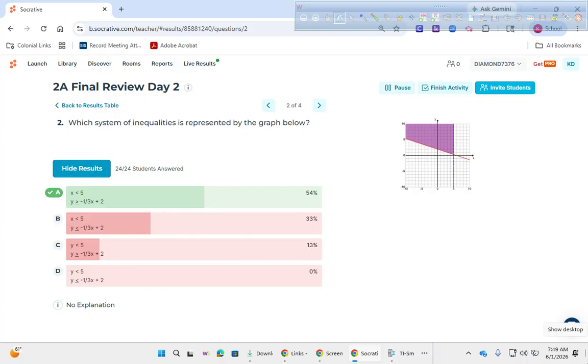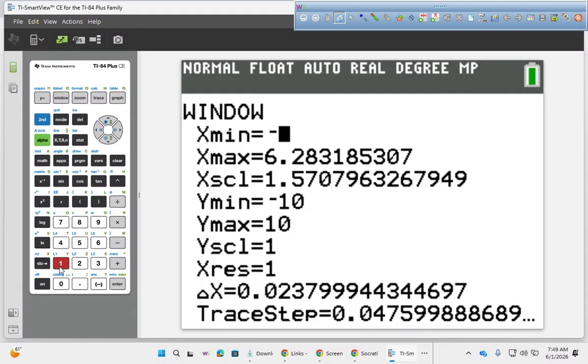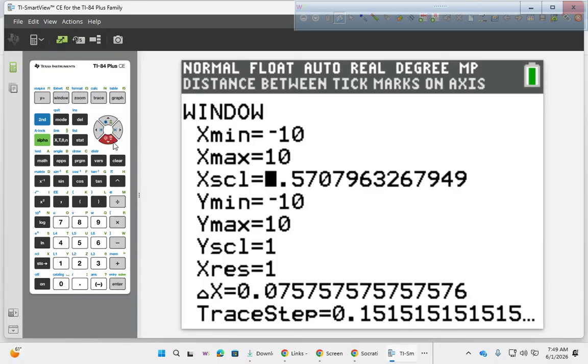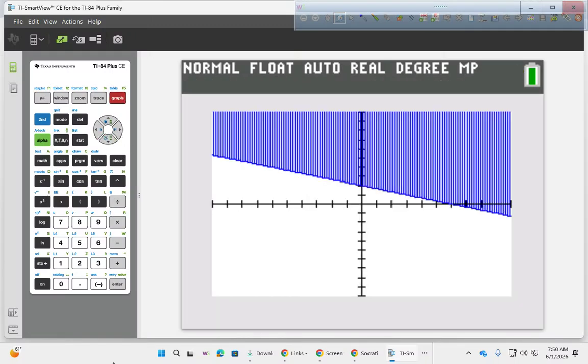I like that those of you that got it wrong picked B. I think that means at least you're really close, right? You knew that it was A or B because of the x equals line. Okay, so just focusing in on the second one, you can use your calculator for that. All right, I'm just going to change my window so it looks more consistent. So now you can see it kind of matches that.